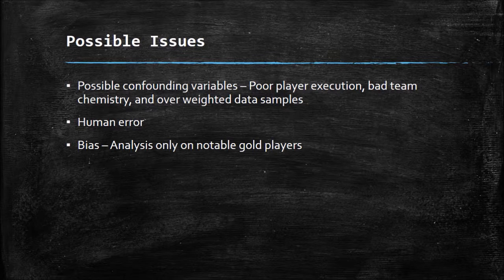So let's go. Possible confounding variables, which pretty much means factors that could negatively or positively affect the statistics that I produce, such as poor player execution, such as the controller who is using the player in-game. The in-game player is probably going to do bad if the real life person who's controlling him is bad. So, you might not score as many goals. You might not be keeping possession of the ball very well. Stuff like that.